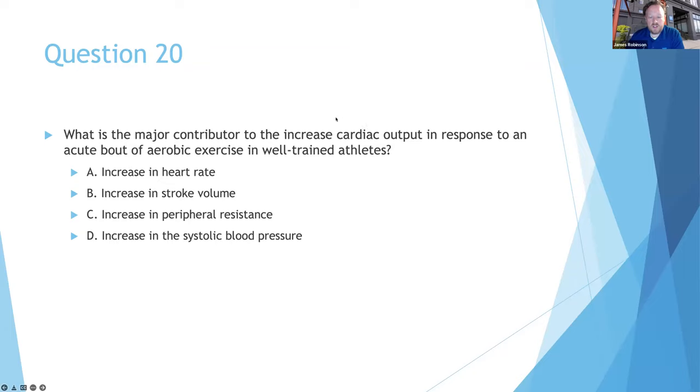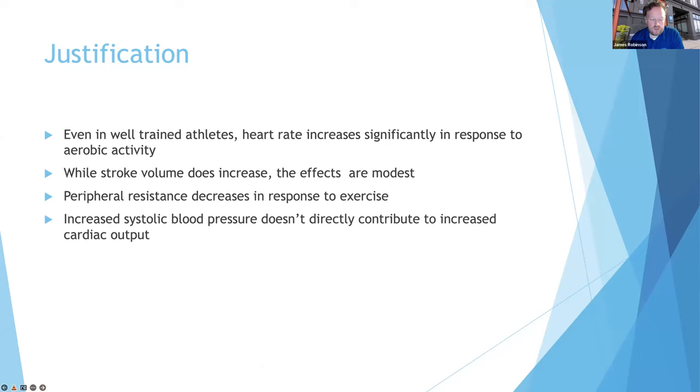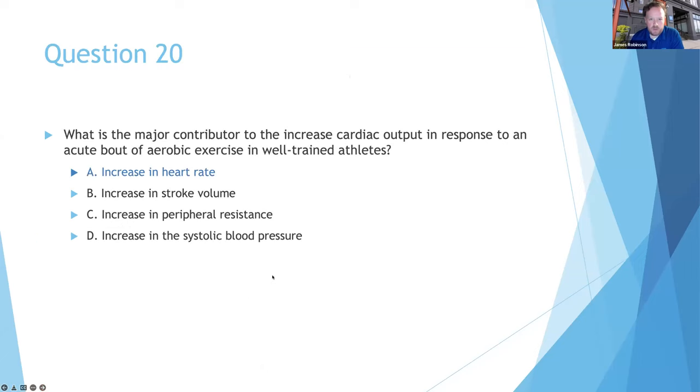Okay, so actually the answer here is A, increase in heart rate. I thought this one may get people because I think people are going to misread this question. So it's saying that you have well-trained athletes, and then what is their major contributor to increased cardiac output in response to well-trained athletes exercising?